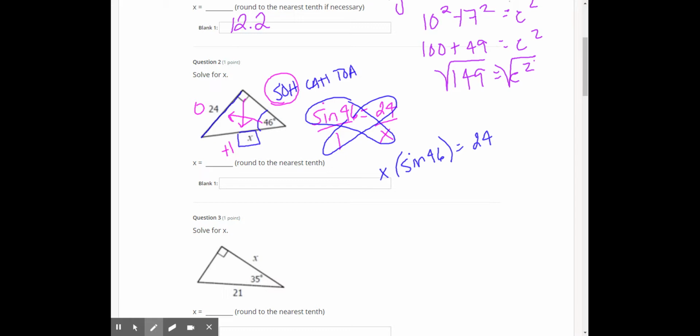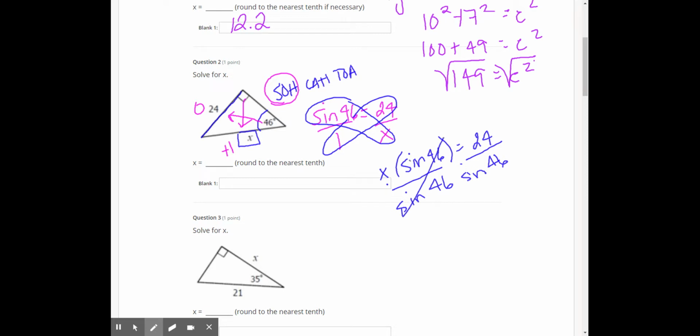Desmos calculator. Make sure you're in degree mode. So always, always, always check that. Depending on how you access the calculator, it'll already be there for you. Remember that if I do sine 46, that's just a decimal, right? So if this was just x times 46 equals 24, we would divide by the 46. So all we're going to do is divide by sine of 46. We're just dividing by that decimal.